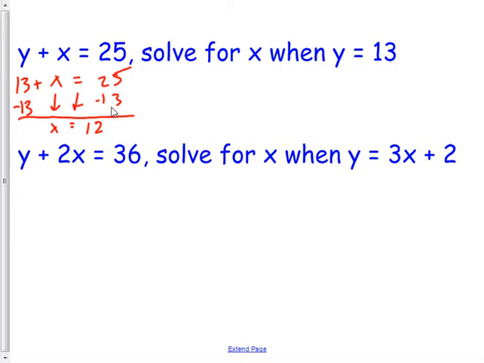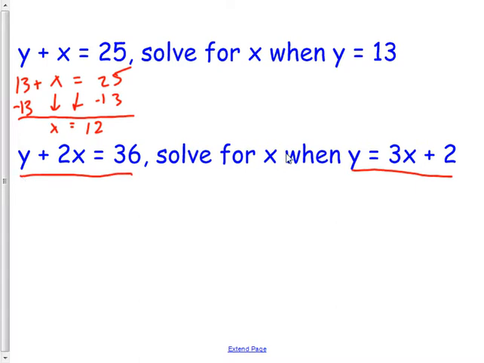So we can solve systems of equations in a very similar way. For example, we have y plus 2x equals 36. Now, that's one of our two equations. It says solve for x when y equals 3x plus 2. So this is like another equation. So we have one equation here, and we have another equation here.